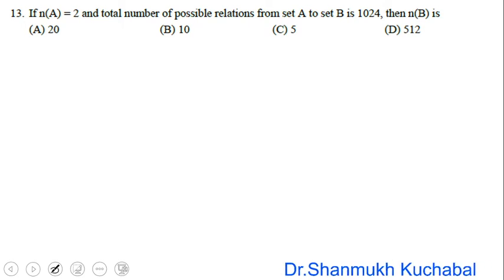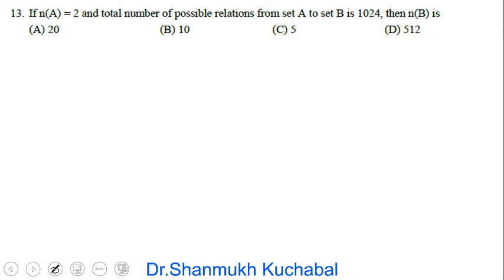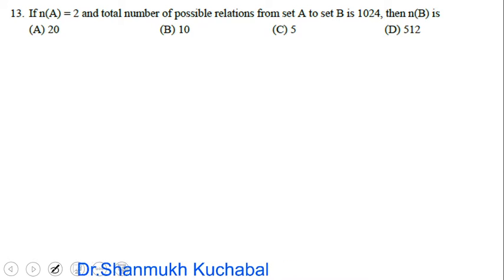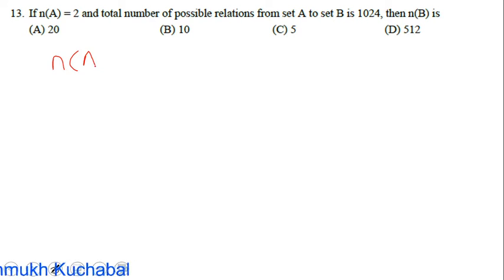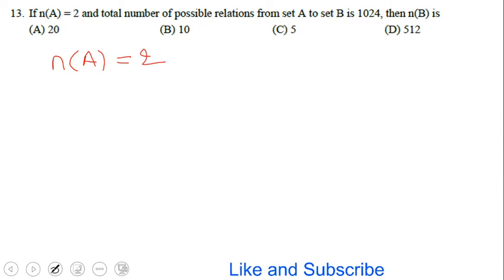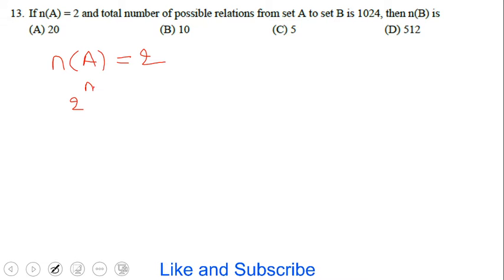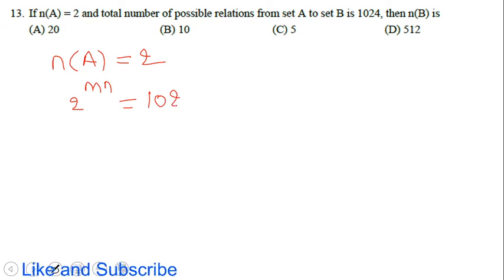Example number 13: if n(A), the number of elements in a set A, is 2, and the total number of possible relations from A to B is 1024. The total number of relations between A and B is given by the formula 2 raised to mn, equal to 1024 here.